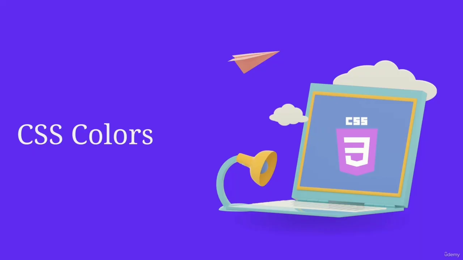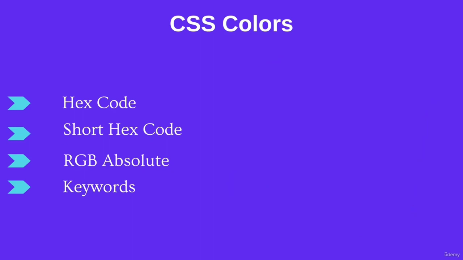In this chapter of CSS, we will discuss the colors. Colors are basically one of the very important aspects whenever we talk about formatting or giving an attractive look to our web page. So we will learn what are the different ways of passing the color for a specific element of the HTML. Here we have 4 different ways of doing the same. First is passing the hexadecimal code, short hexadecimal code, RGB absolute, and keywords.